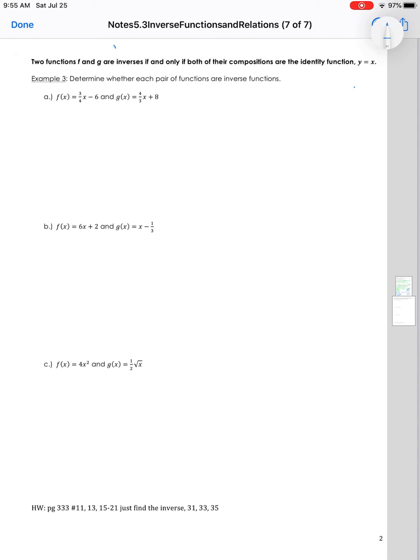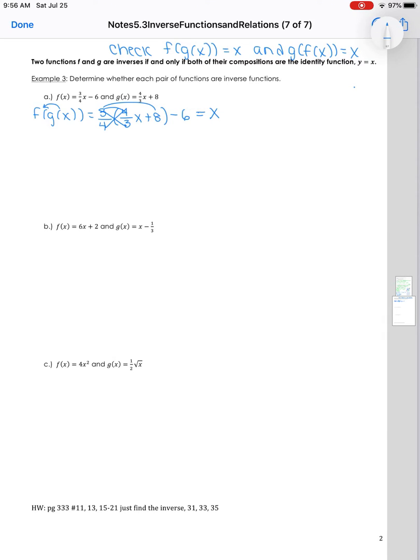Okay, so the next thing we're going to do is determine whether two functions are inverses. You're given two functions, f and g, and they're inverses of each other if and only if their compositions are the identity, y equals x. So if we get the identity when we do the composition of functions, that means they are in fact inverses of each other. So what you have to do is check that f of g of x equals x and g of f of x is equal to x for them to be inverses. And that's what we're going to do with the last 3 problems here.